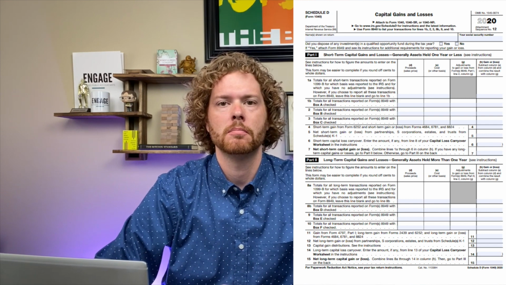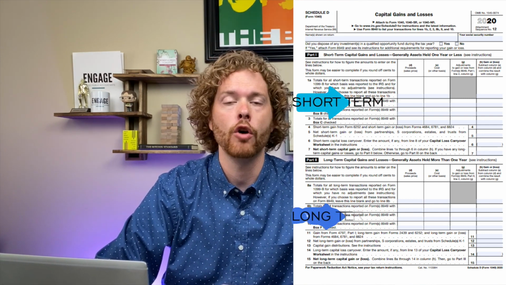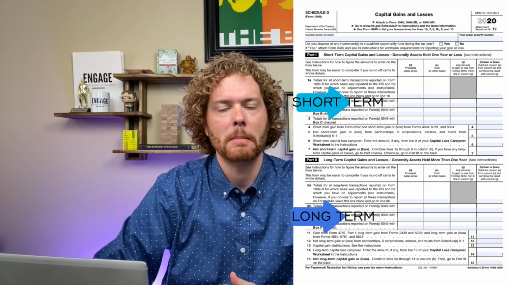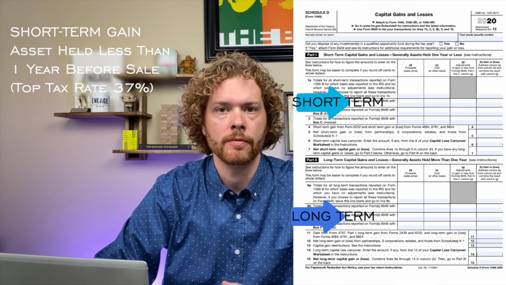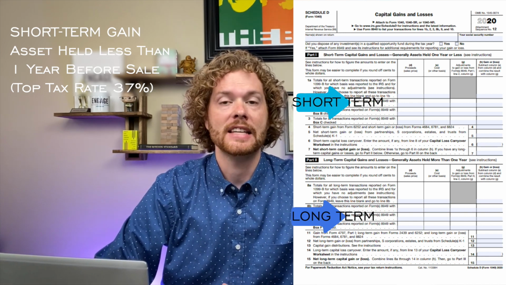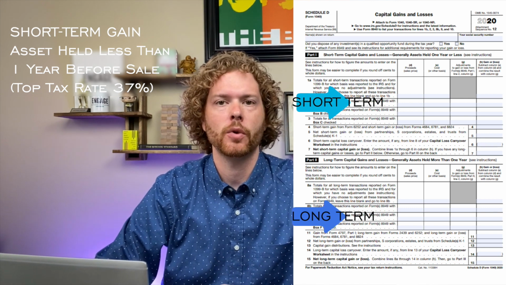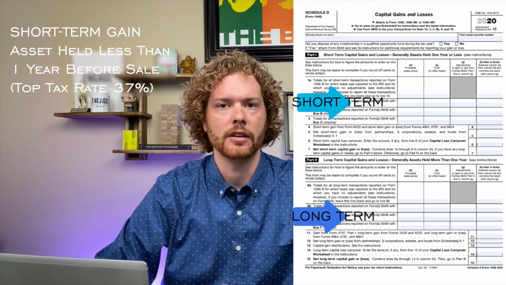There are two main sections based on whether the purchase and sale of the asset was under a year or over a year. If you purchase a stock in March and sold it 60 days later in May, that's a short-term sale. And that sale is taxed at ordinary income tax rates. So the tax on that sale depends on where your AGI lands in that particular year.